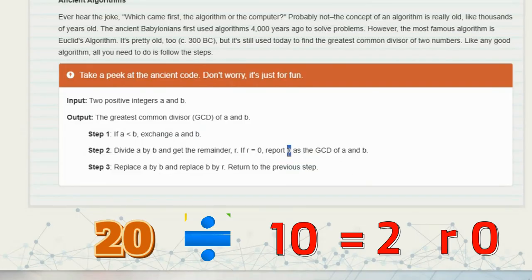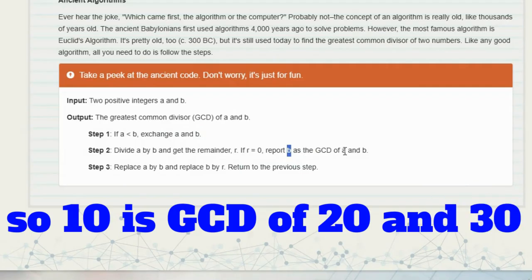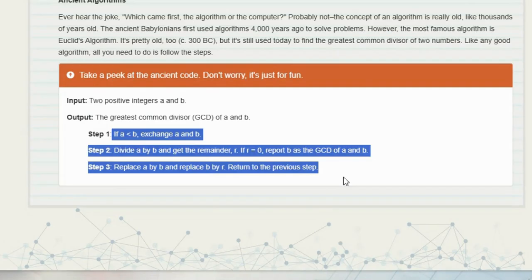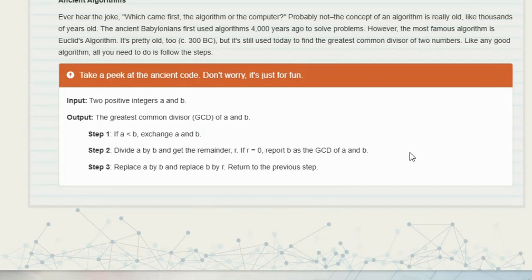So B is the greatest common denominator of 30 and 20. Yeah, 10 divides into 20 and 10 divides into 30. And there's not a bigger number that divides into both of them. So there you go. 2,300 years ago, Euclid developed this algorithm, these 3 steps, to be able to find the greatest common denominator. And very famous ancient algorithm.